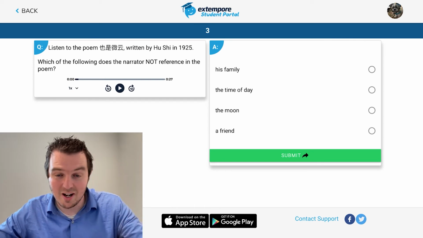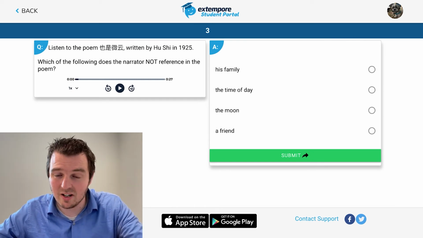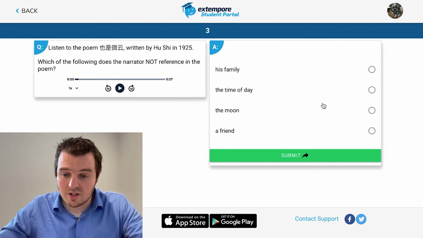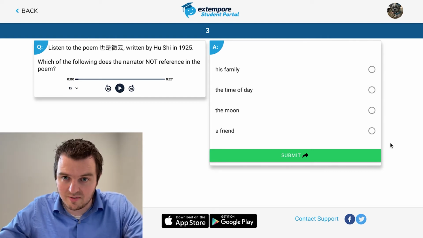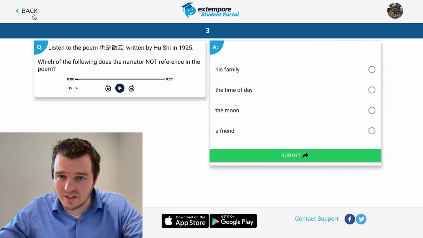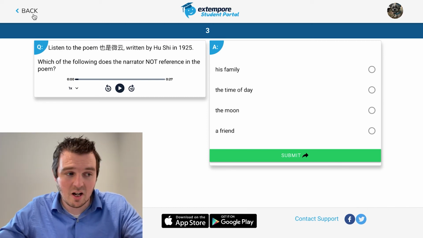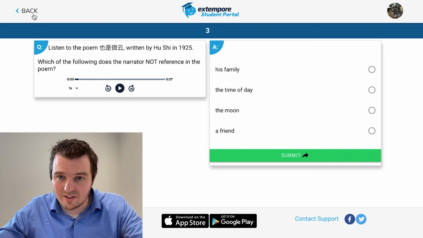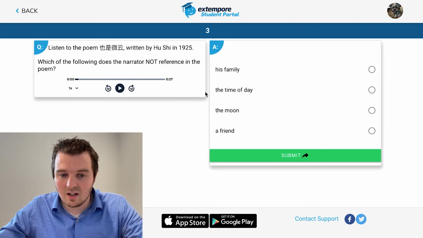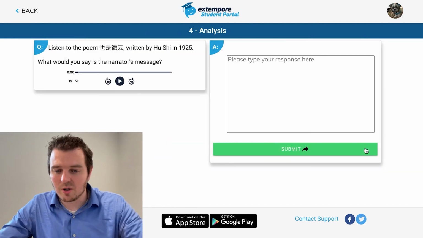If the student understood the poem, if they got the vocabulary, then they'll be able to choose, hey, yeah, this one was not heard. All three of these were heard. All of these involve interpretive skills on behalf of the student, both grammatical knowledge, vocabulary awareness, everything that goes into listening. And finally, the fourth question you'll see is a bit different.